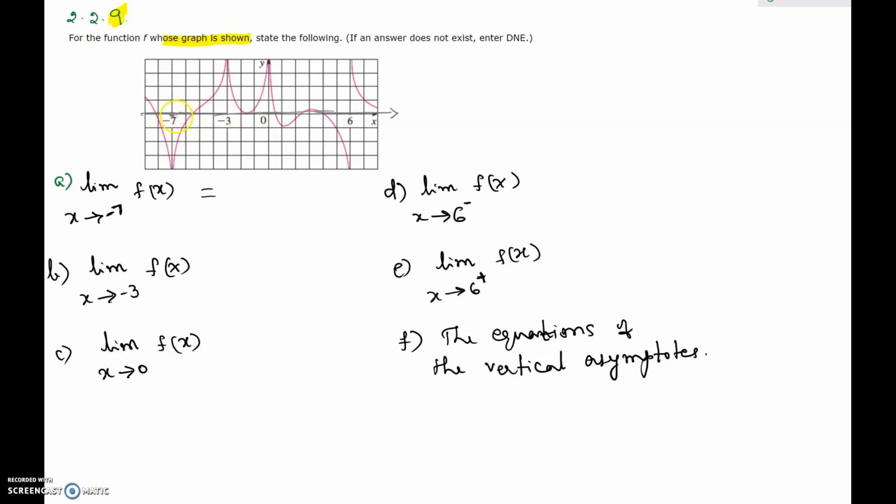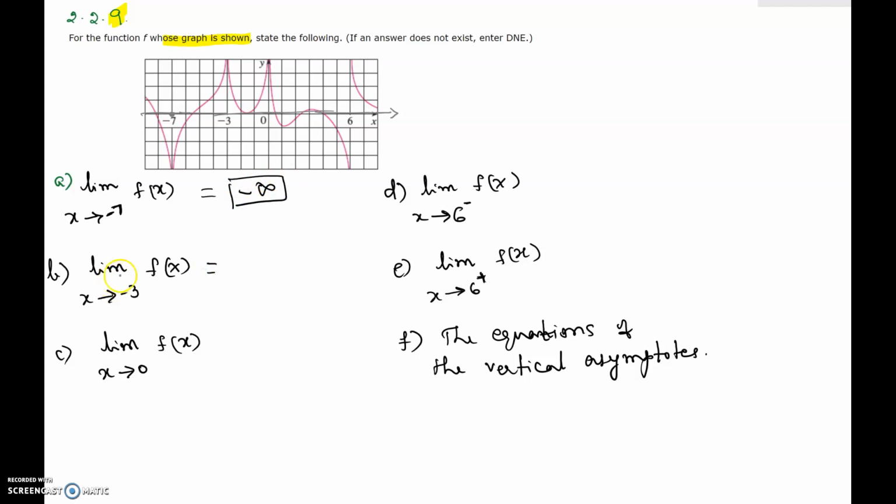On the negative side of negative 7, the graph has a branch here, and there is another branch over here to the right side of negative 7. If you look at the y, which is the function f of x, on the left side of negative 7, it's approaching negative infinity. On the right side of negative 7 too, it is approaching negative infinity. So the answer is negative infinity for the first part.